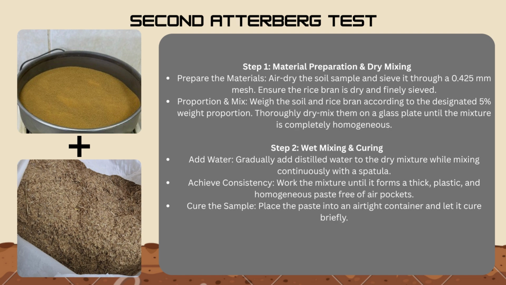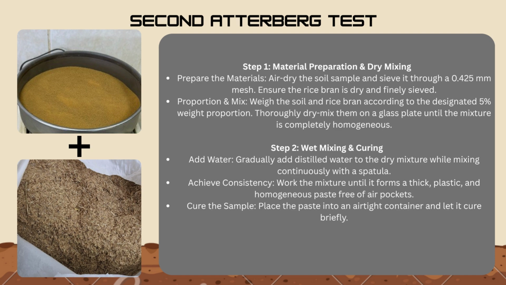Portion and mix. Weigh the soil and rice bran according to the designated 5% weight proportion. Fully dry mix them on a glass plate until the mixture is completely homogeneous. Step 2. Wet mixing and curing. Add water. Gradually add distilled water to the dry mixture while mixing continuously with a spatula. Achieve consistency. Work the mixture until it forms a thick, elastic and homogeneous paste free of air pockets.